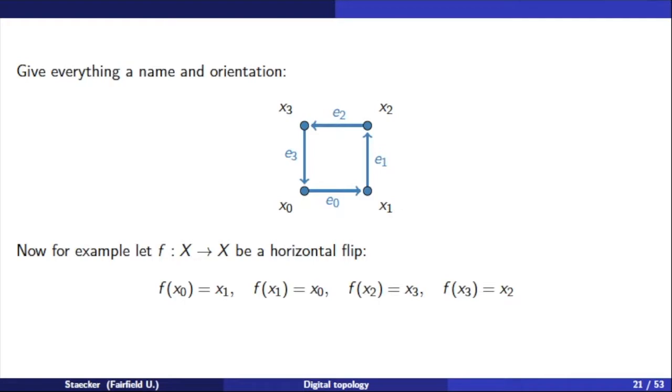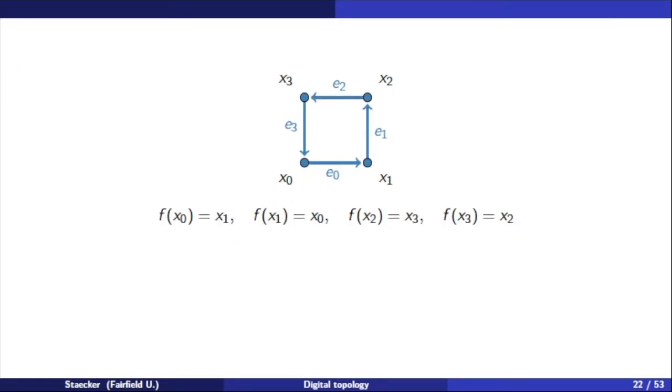And for example, let's talk about a function here. I'm going to do a horizontal flip. So it just exchanges the points from left to right. So f of x0, this point goes to x1, and x1 goes to x0, and then these two do the same thing. So we just flip horizontally. All right, I would like to know how can we describe the function in terms of the simplices? Well, this right here, I've told you exactly what happens to all of the dimension 0 ones, all the points.